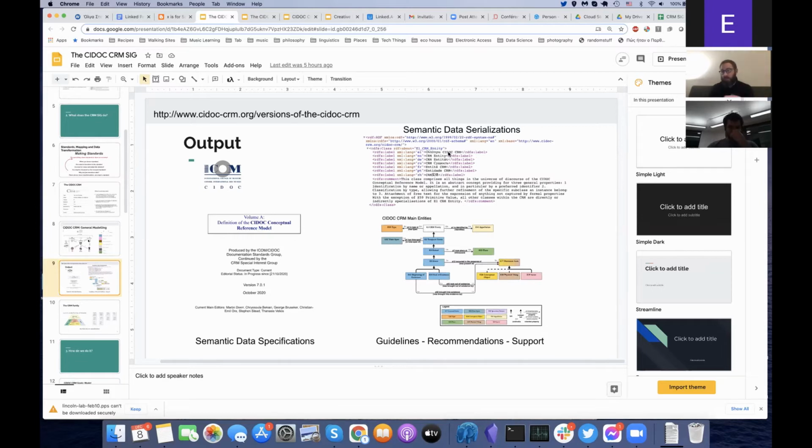And then along with that, because we don't want to be a theoretical group, but to give tools to people to actually integrate data and build information, we create some semantic data serializations. In particular, we create the standard representation in RDF and OWL of the models that we build. And the third thing to say is that all of this can be quite complicated to apply, especially when you first arrive at it. So we try to build guidelines and recommendations on how to learn and implement the standards that we've produced.